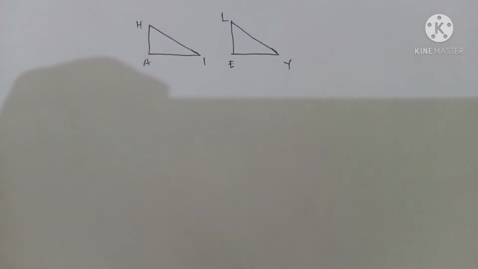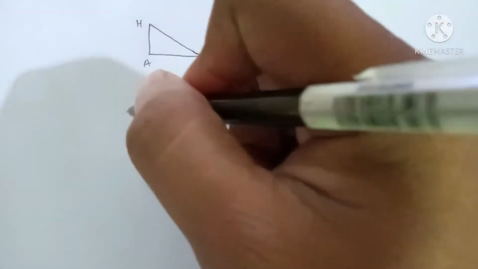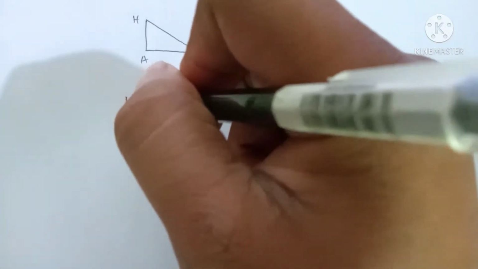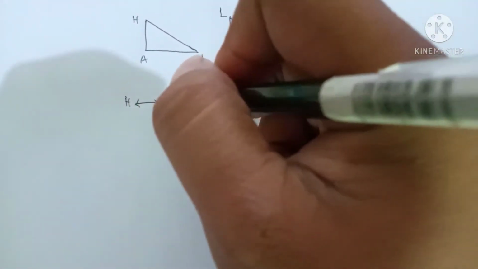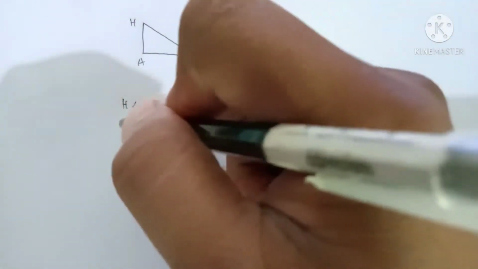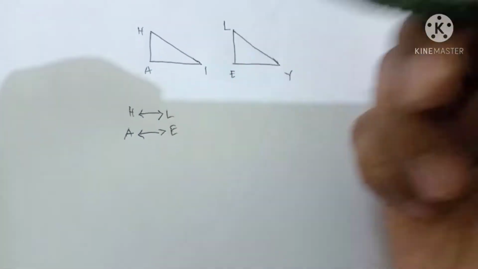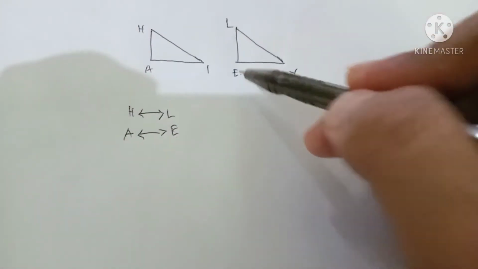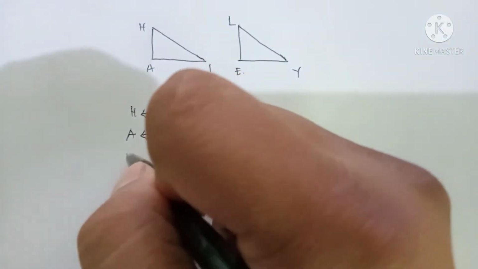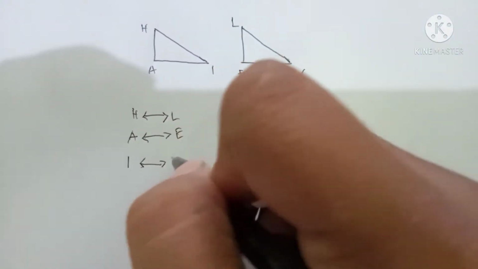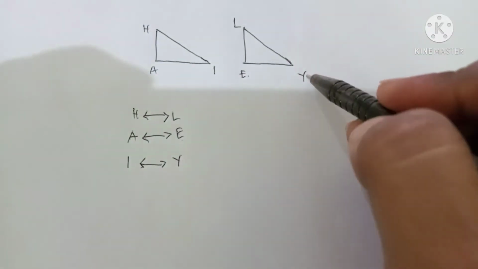Okay, in this illustration we can say that H corresponds to L, A corresponds to E, I corresponds to Y, it's I and Y.